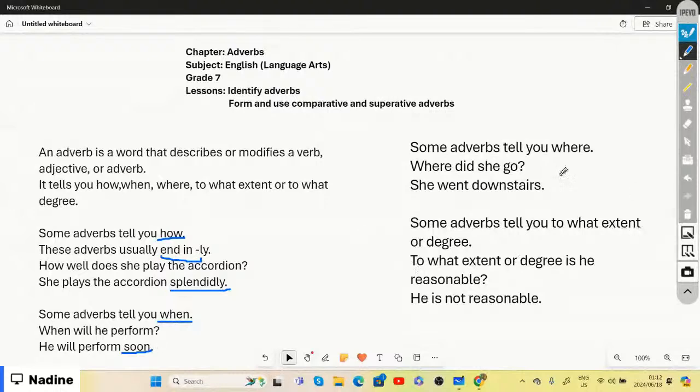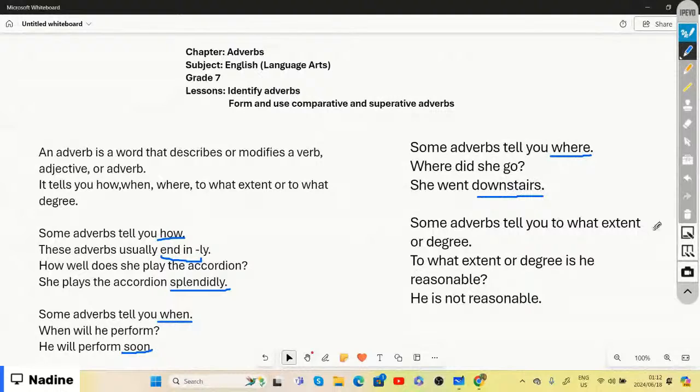And then some adverbs tell us where, right? It says, where did she go? She went downstairs, or we can say outside, right? So downstairs tells us where she went to.